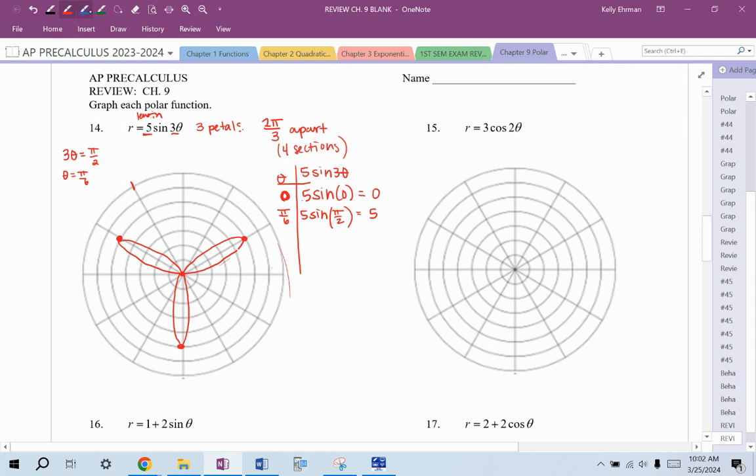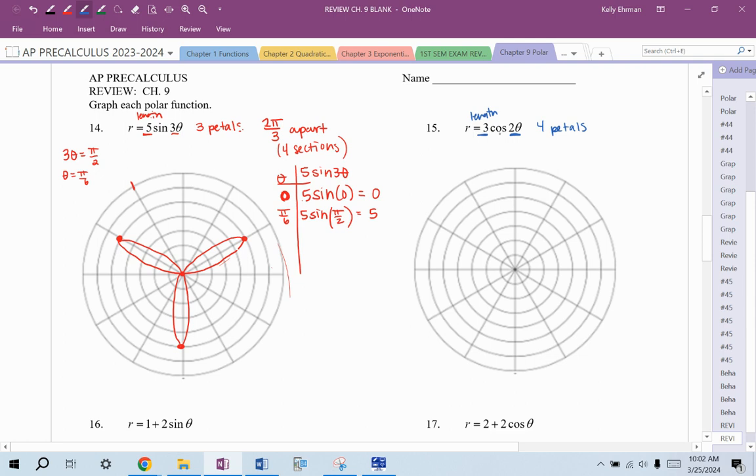If the number in front of the angle is even, then you've got to double that to get your number of petals. So there are 4 petals. Like I said, I'm only testing you on 3 petals or 4 petals. And then 3 is the length, so this is going to be a little bit smaller. If it's 4 petals, it is pretty easy to plot the petal width.